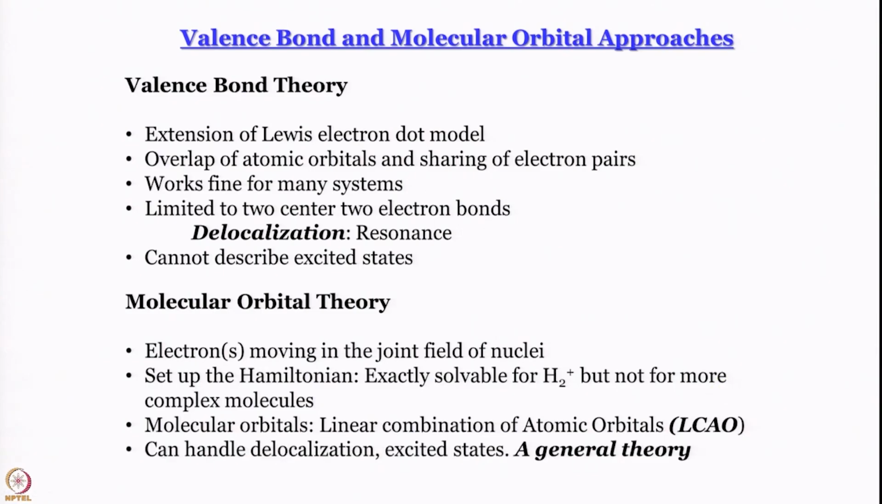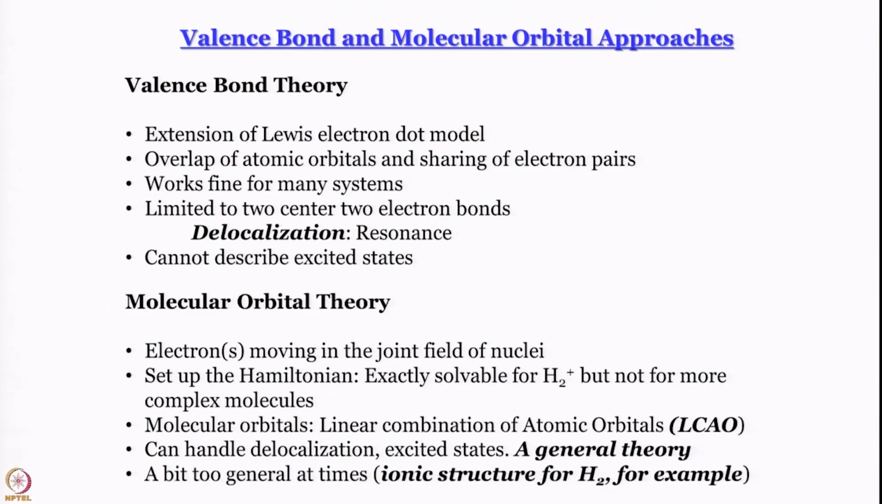The good thing about molecular orbital theory is that it is a general theory. It can handle delocalization just like that, you do not have to do anything special. It gives you excited states just like that, you do not have to do anything special. It is a general theory, that is its advantage, and that is its disadvantage also.